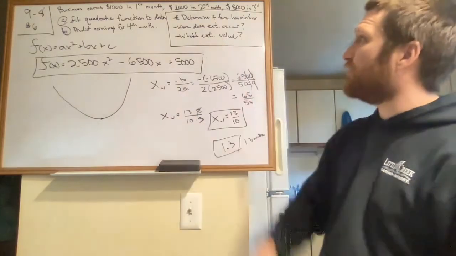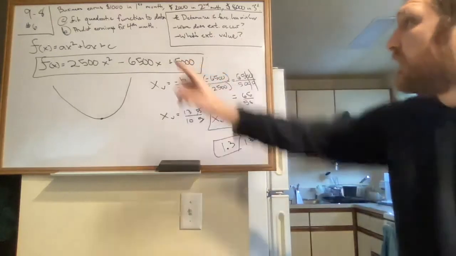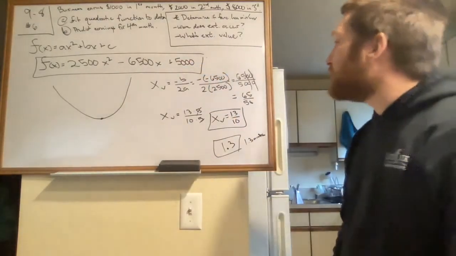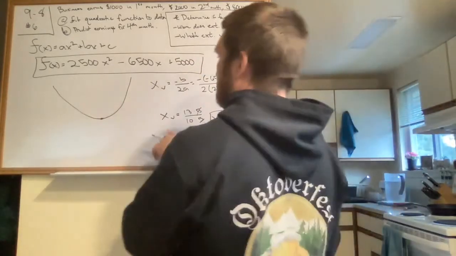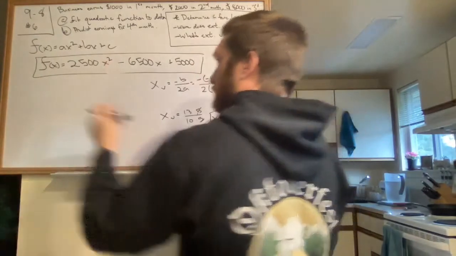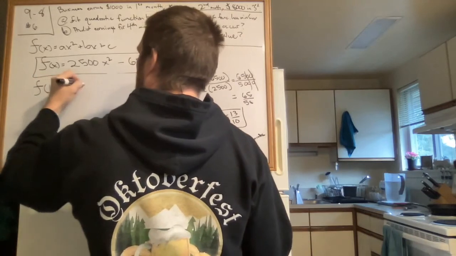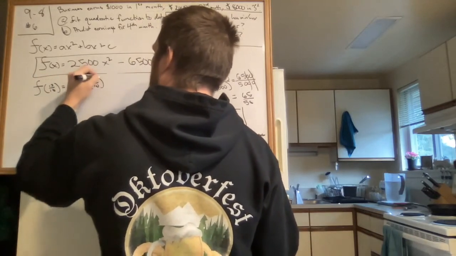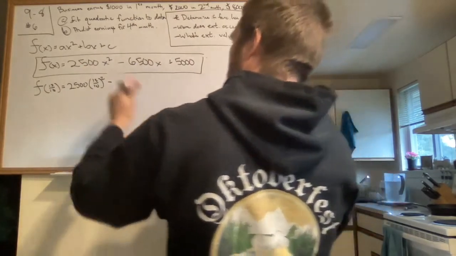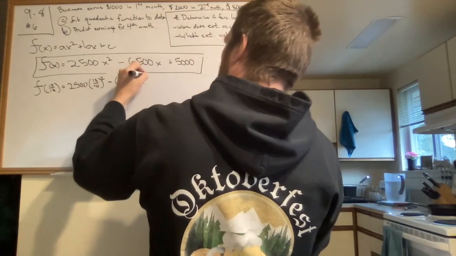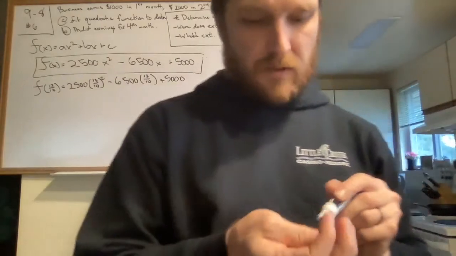What is the extreme value? What is that minimum value? Well, we could just plug it in here and find out, right? So let's do that. 13 over 10. I'm going to plug it in and see. 2,500 times 13 over 10 squared minus 6,500 times 13 over 10 plus 5,000. I'm going to plug that into a calculator real quick and find the answer.